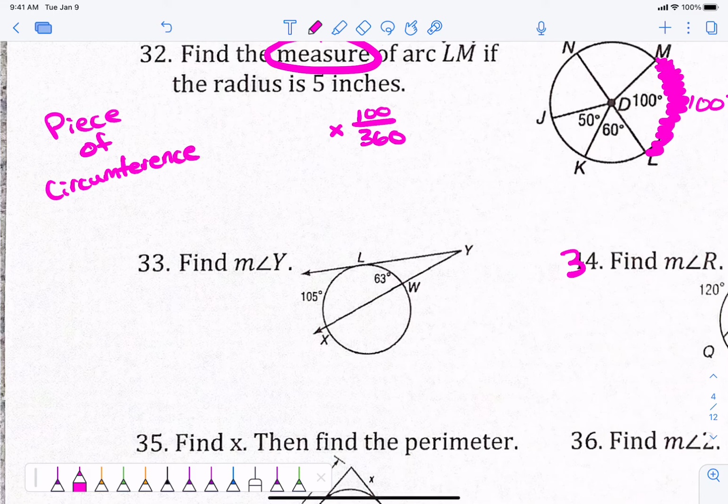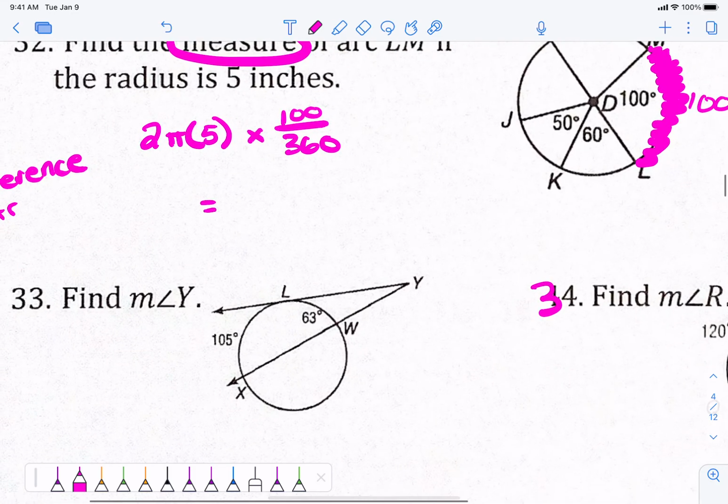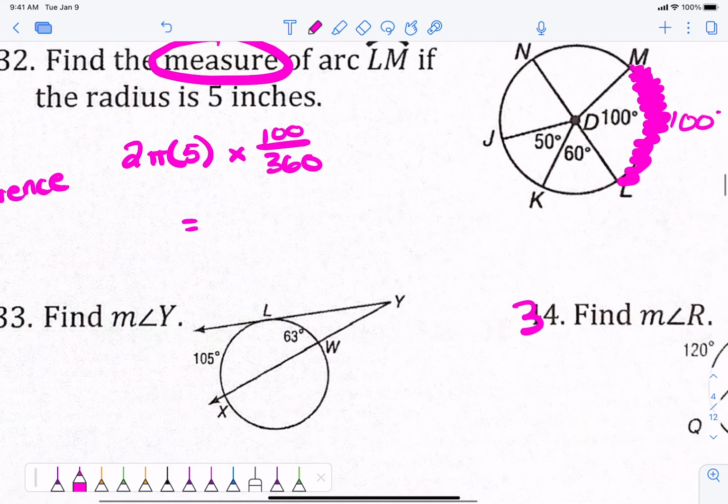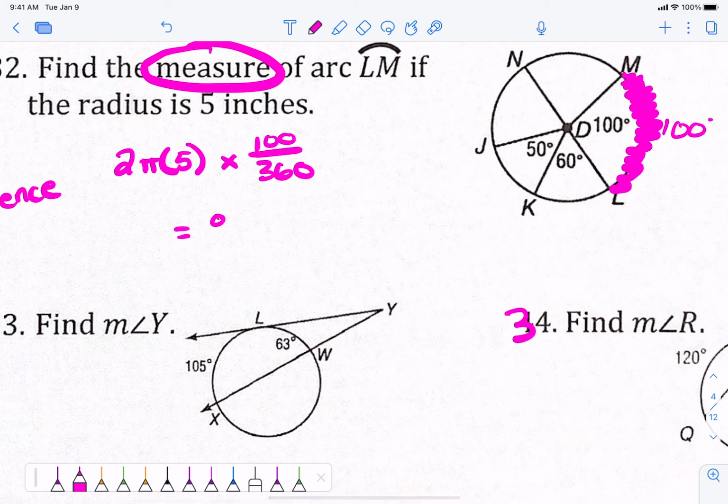2 pi r is 31.4. 2 pi r times 100 over 360. How many inches? It is 8.7. 8.7 inches, okay?